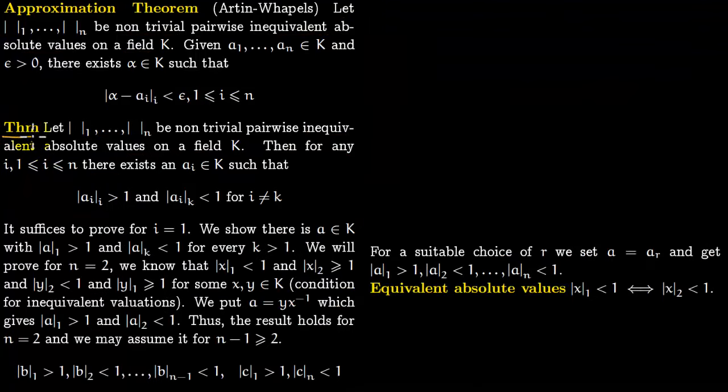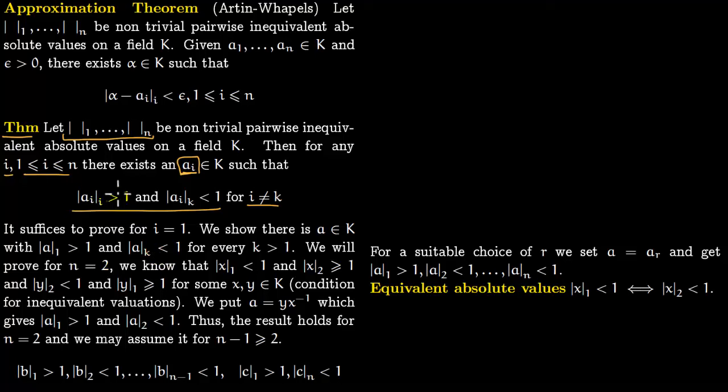So now we are going to prove this theorem. Again, we have n absolute values. All of them are non-trivial and they are not equivalent to each other. So then for any i, that is for any absolute value, there exists some number a_i such that the absolute value of a_i at i is greater than 1, and for i not equal to k, this is less than 1. So this is what we want to show.